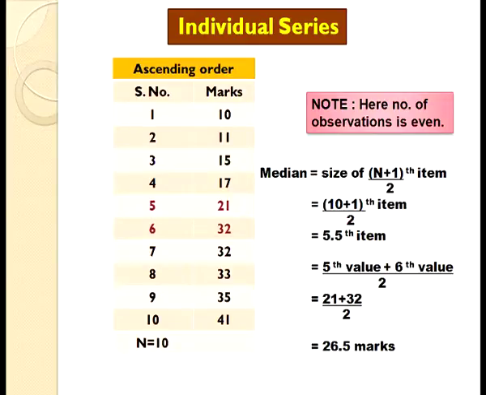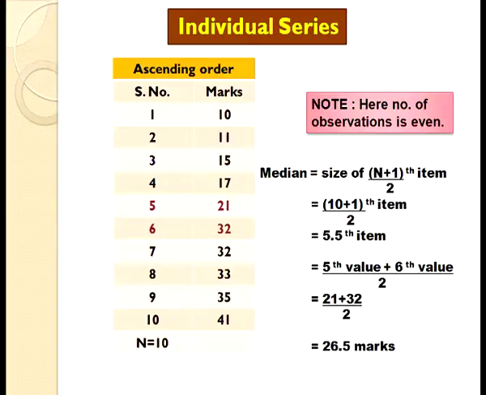Now, as you can see, I have highlighted the 5th and the 6th value. Over here, we are going to write the 5th value plus the 6th value, divided by 2. What is the 5th value? That is 21. What is the 6th value? That is 32.